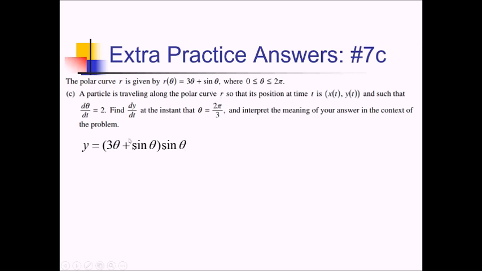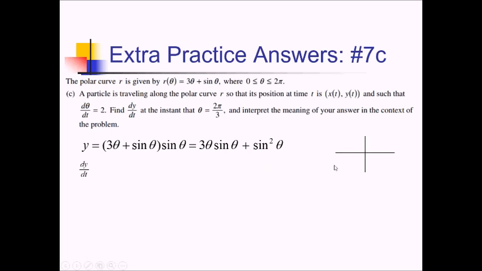And before I take the derivative, let me actually just go ahead and distribute this. So this is going to be 3 theta sine of theta plus sine squared of theta. And at this point, I'm going to take the derivative with respect to time of all of this. So I'm treating both y and theta as functions of time. So whenever I take the derivative of those, I have to multiply them using the chain rule by a d, whatever the letter was, over dt. So derivative of y, we're going to call that dy over dt. And now to take the derivative of this product here, I'm going to use the product rule.